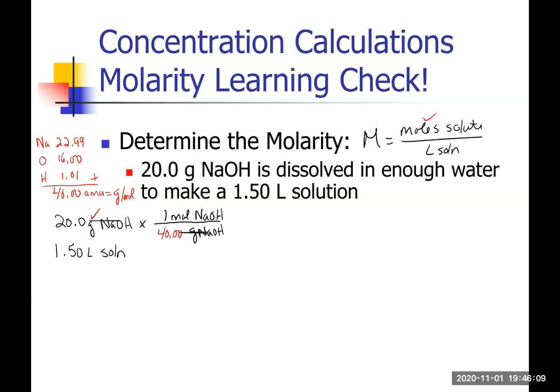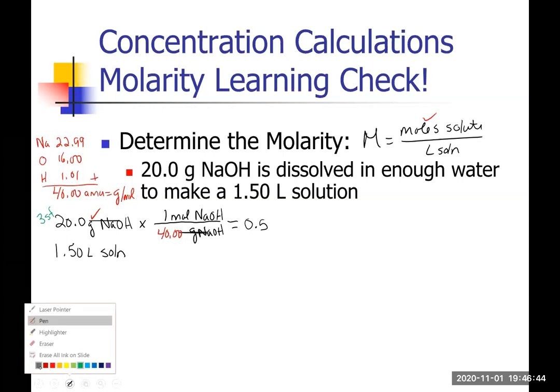And now I know that I've cross-canceled grams of NaOH. I have moles of NaOH, so I can start plugging into my formula for molarity. All I have to do is get this value, and that is 20 divided by 40, which gives me, of course, 0.5. But I have 3 significant figures in that 20.0 over here, so I have to make sure that I carry those 3 significant figures into my answer. That means I have to add 2 more zeros to the moles of NaOH.